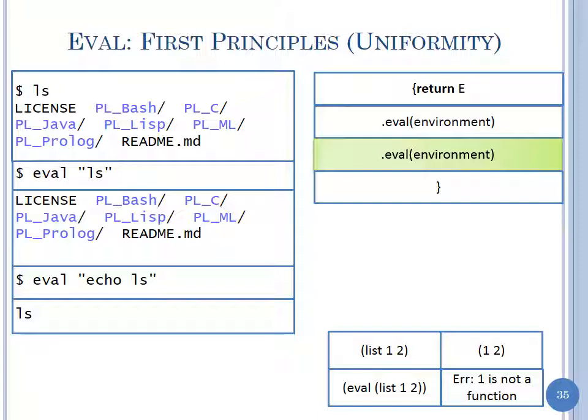So from that point of view things are confusing. Either Bash didn't do things right or Lisp didn't do things right, but there's certainly not uniformity among these two languages.